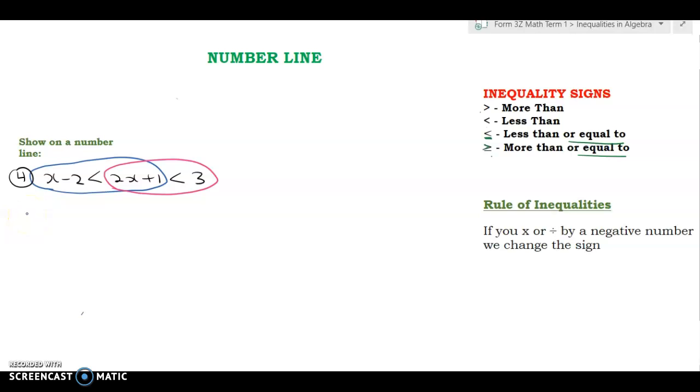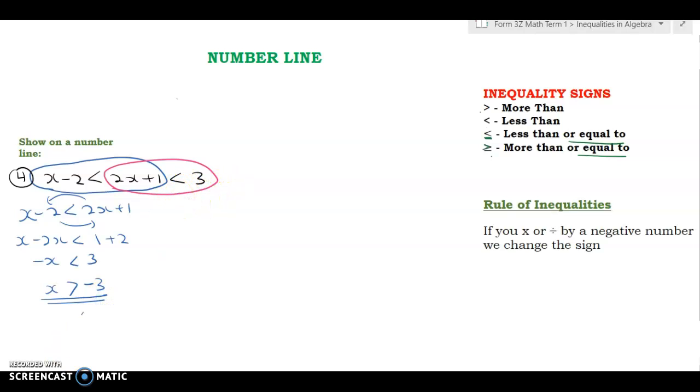This piece will go like this. x minus 2 is less than 2x plus 1. Solving for x, I could bring over the 2x here. I'll get x minus 2x. I could send this minus 2 here. I get 1 plus 2. I get minus x is less than 3. So dividing by minus 1, I'll get x is greater than minus 3. So this is my first piece.